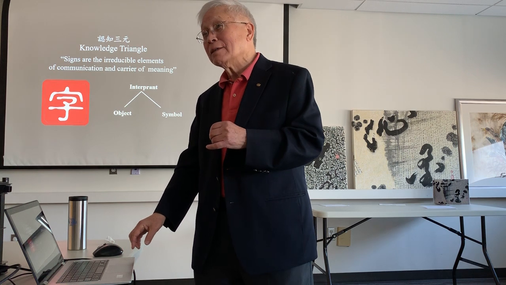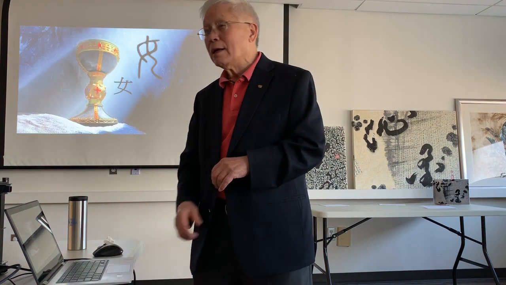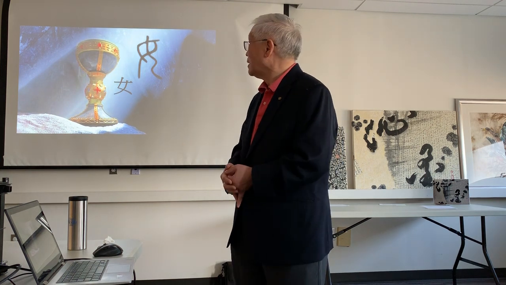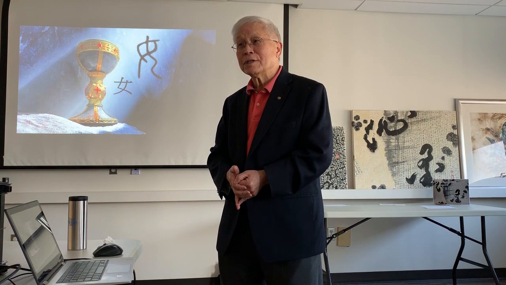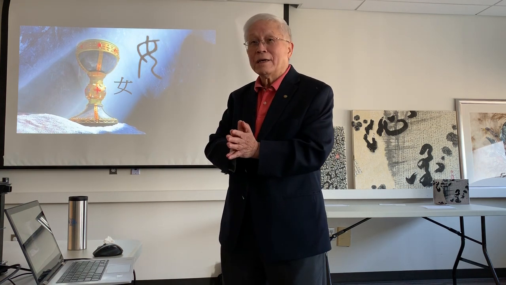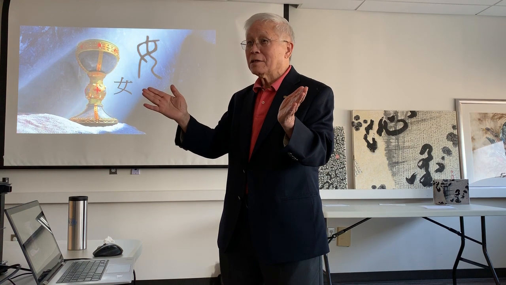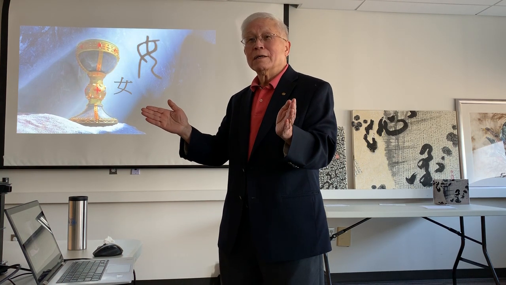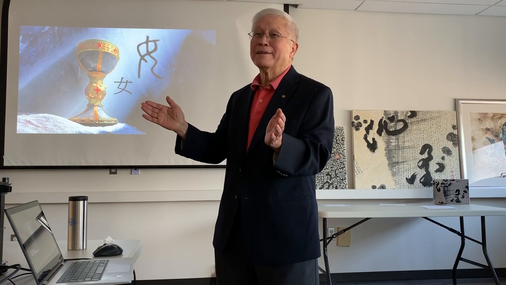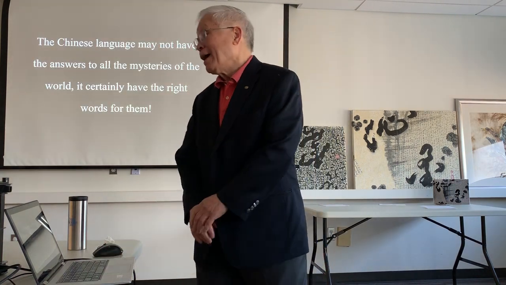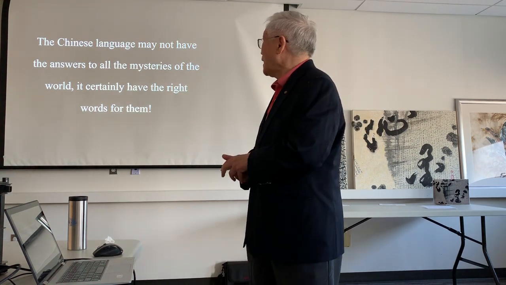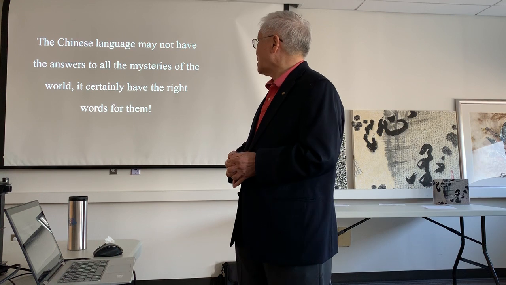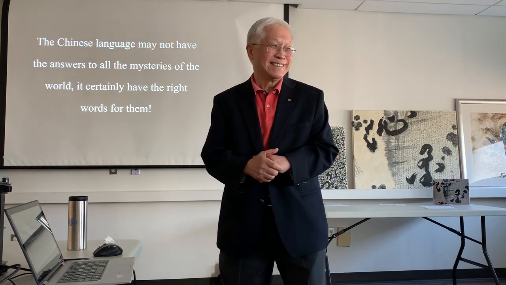Very important. But this is not quite the end yet. We come back to this word, woman, 女. Can you see the 女 is really shaped like a V? And that says that the chalice or the Holy Grail is really the womb or the woman. And I think the bloodline of Jesus may be true. And so to end it all up, the Chinese language may not have answers to all the questions that you have, but it certainly has the right word for everything. Thank you.